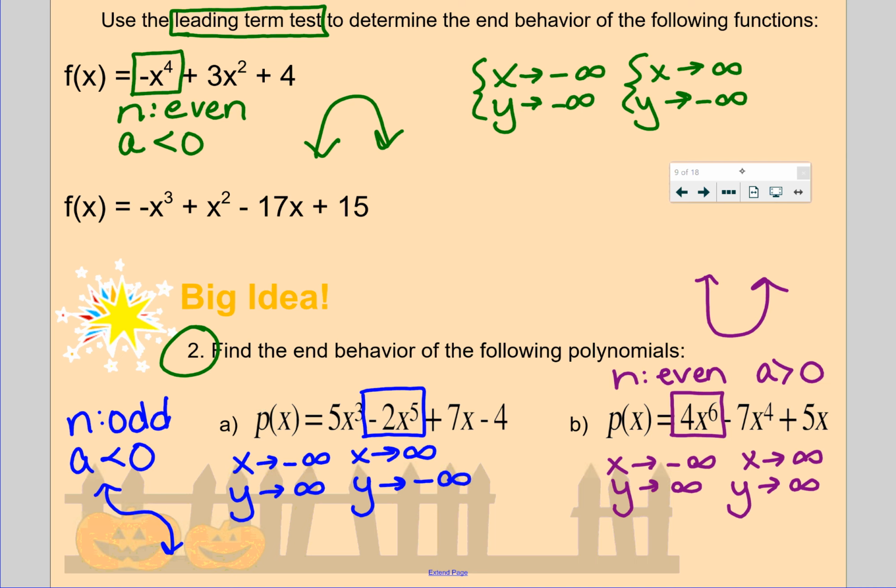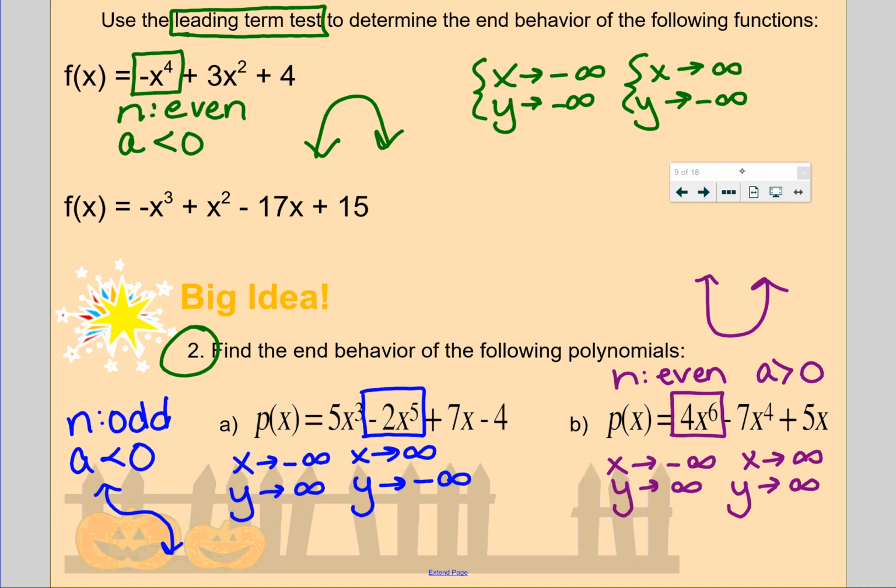Eventually, when you do this in calculus, they'll add the word limit in front of this. The limit as x approaches infinity, and the limit as x approaches negative infinity. So this is something that definitely comes back later. Last thing we're going to do today. We know what's happening on the ends. Now we're going to figure out a little bit what's happening in the middle of this graph.